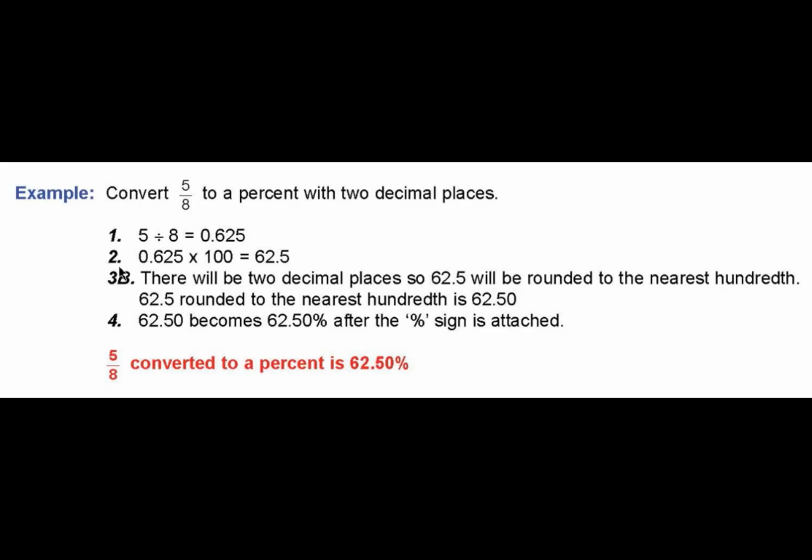Step 2 is to multiply the result of the division by 100. 0.625 times 100 equals 62.5.